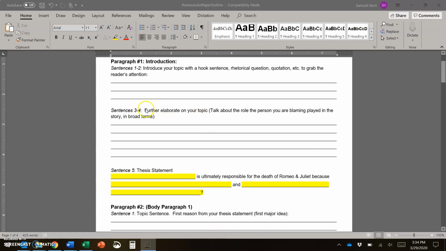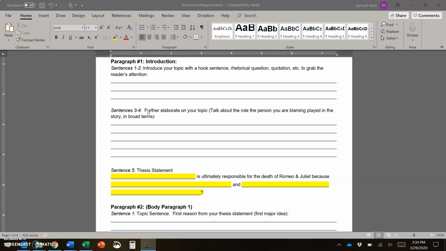Now, if we scroll down, the next sentence is 3 and 4. So just 2 sentences here. Elaborate on the topic. This is where you're going to talk about the person that you are blaming for Romeo and Juliet being dead in very broad terms. Who are they in the story? What role do they play? How are they connected to our characters? That sort of thing. This is not where you're giving the reasons. This is where you're just explaining who it is.